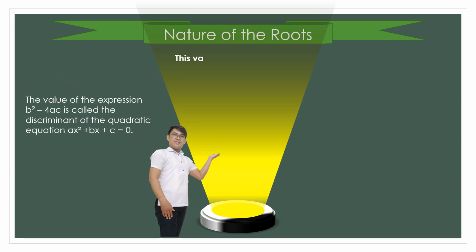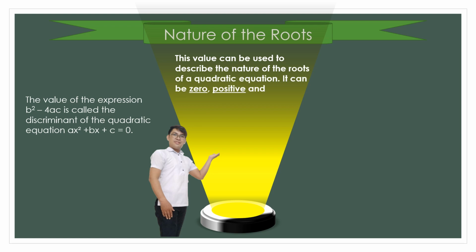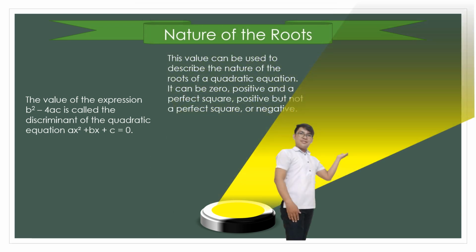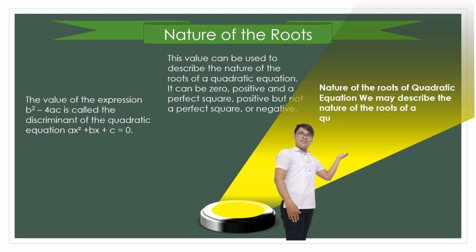The next one is this value can be used to describe the nature of the roots of a quadratic equation. It can be 0, positive and a perfect square, positive but not a perfect square, or negative. And the last one is the nature of the roots of a quadratic equation. We may describe the nature of the roots based on the value of the discriminant using the rules below.